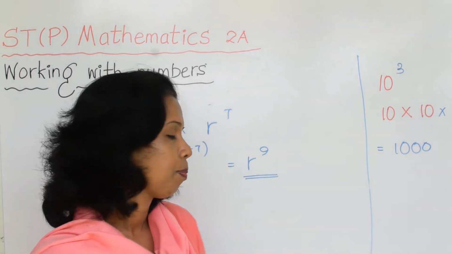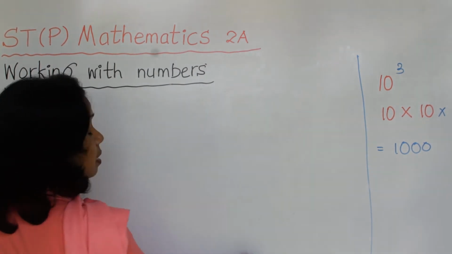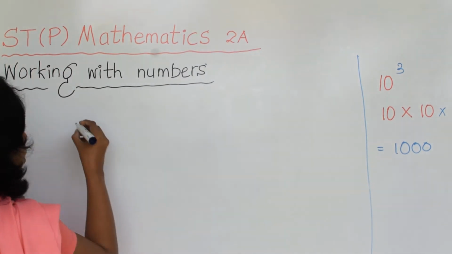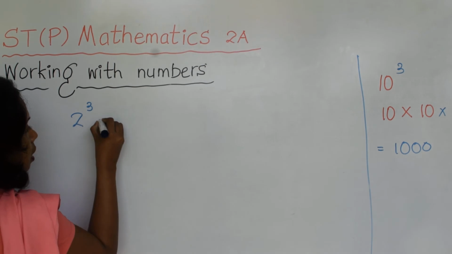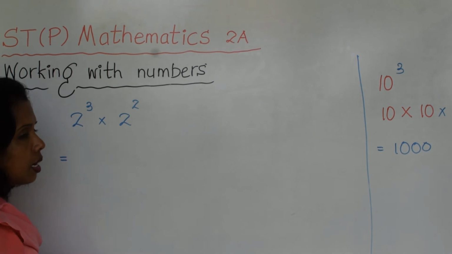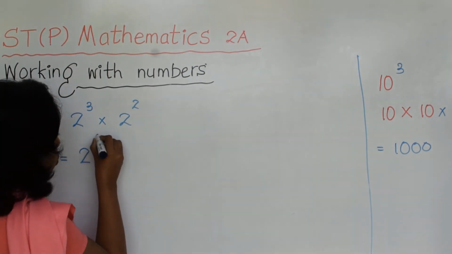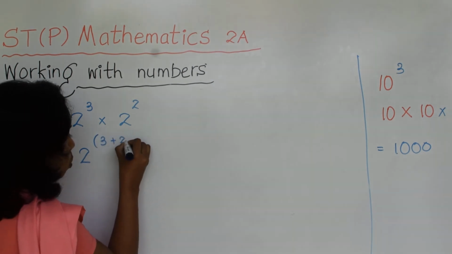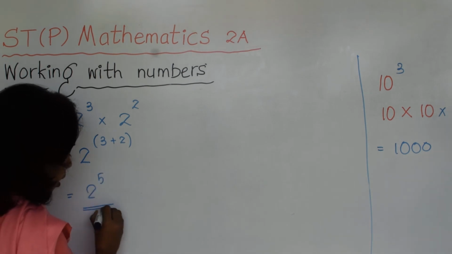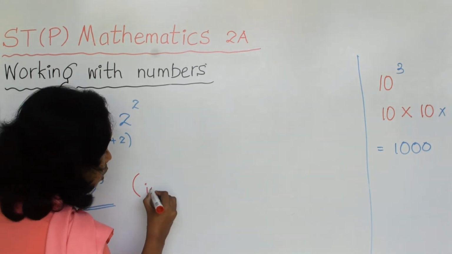Okay, right. I want to tell you something, because in the examination sometimes it will be a confusion for you. Let's say 2 to the power 3 times 2 to the power 2. You want to find the answer, right? How do you find the answer, children? 3 plus 2, the answer is 2 to the power 5. Here this answer is in index form.